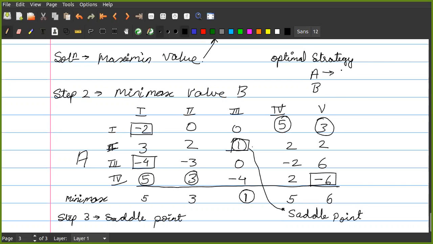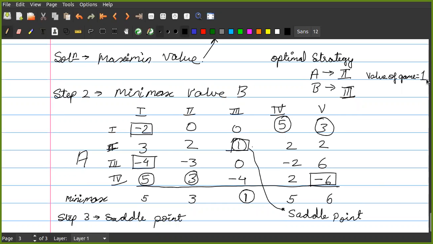Okay, for A, the strategy is 2. Correct? And what about B? For B, the minimum value is this. So that is strategy number 3. So at the end of the answer, you are supposed to write the optimal strategy for player A is 2, for player B is 3, and value of game is equal to 1.